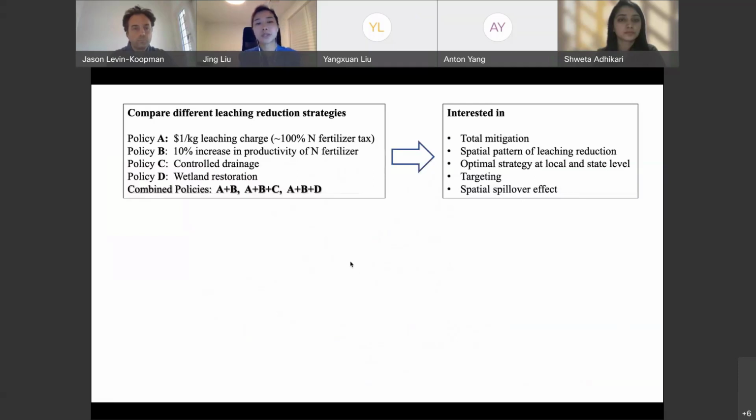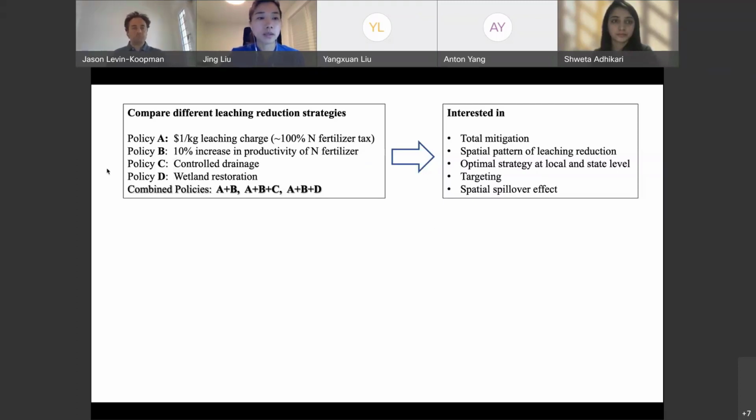So how do we approach this question of comparing different conservation practices? We design different policies, which I listed here as A, B, C, D. The first one is to implement a fertilizer tax to increase the cost of using fertilizer. Here we consider a 100% nitrogen fertilizer tax added to the national fertilizer price. The second policy is using side dressing or other nutrient management practices to increase the productivity of nitrogen fertilizer. So you don't have to really cut the application rate, but the more efficient use of the nutrient means farmers don't need to use that much fertilizer to achieve the same amount of output.